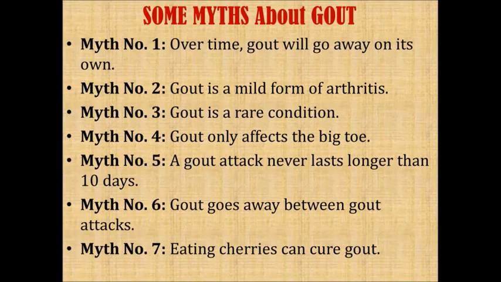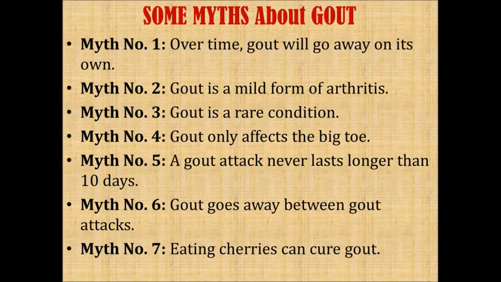Myth number 2: gout is a mild form of arthritis. No, gout is not arthritis. Arthritis is about bones, and gout is related to uric acid levels in blood. Both are totally different, so we cannot relate them. Whenever a person comes with joint pain, it can be arthritis, it can be gout, which can be detected only after a blood test.